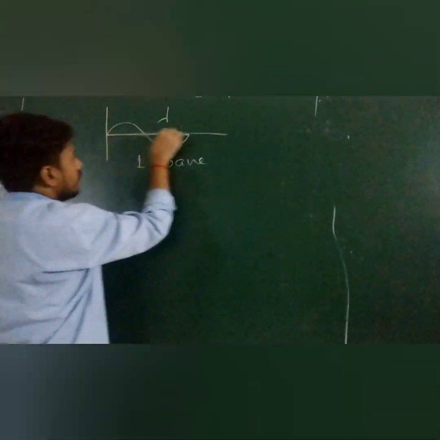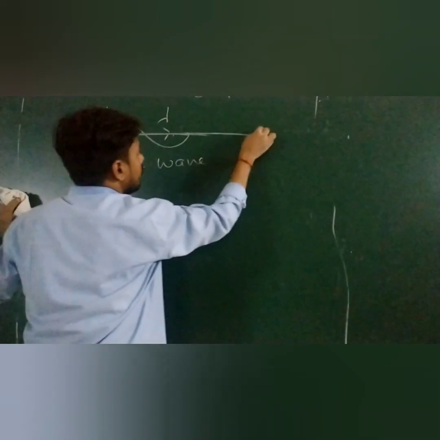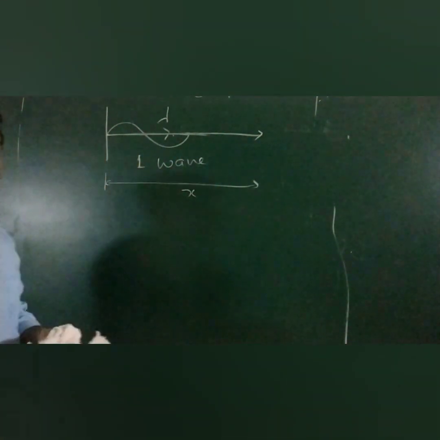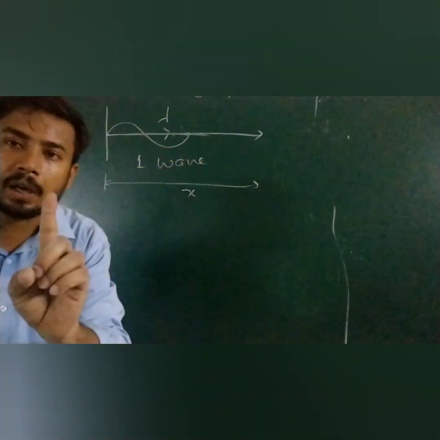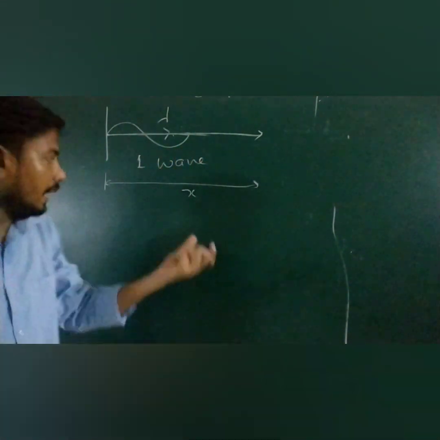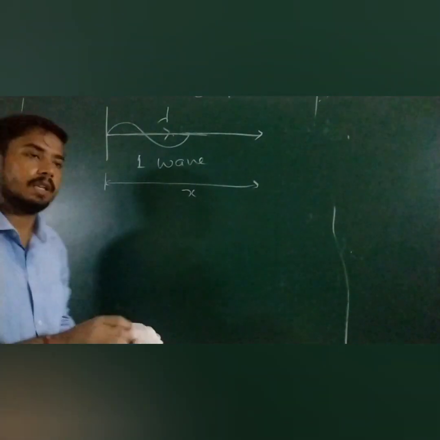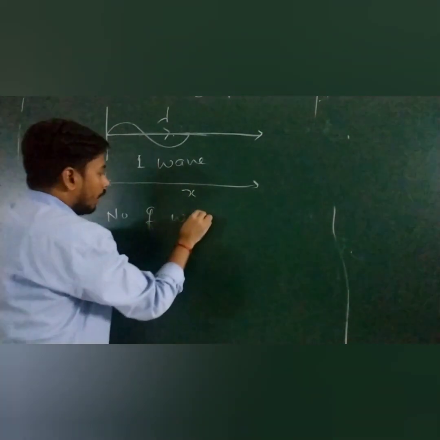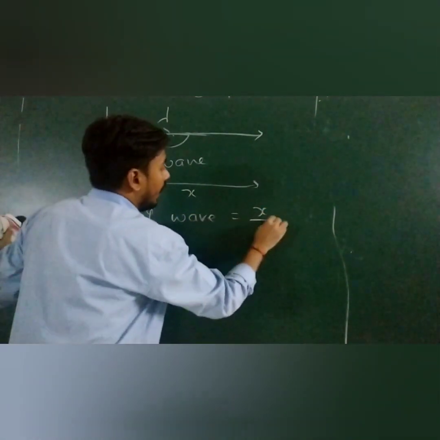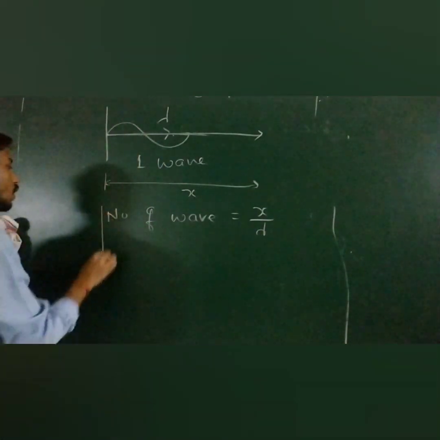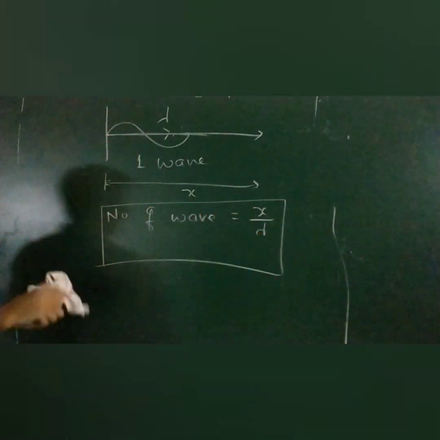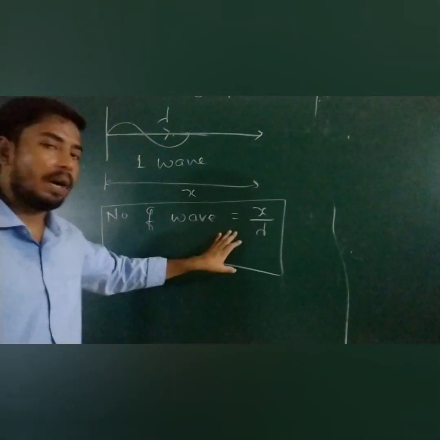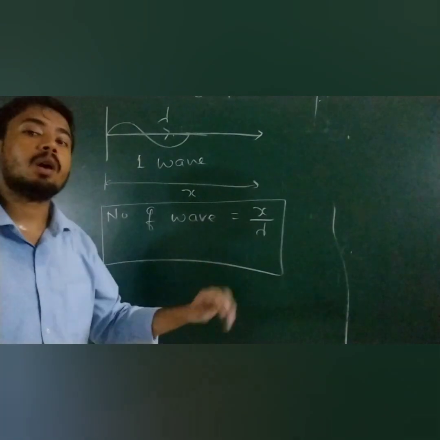Suppose this distance is x. In lambda, there is one wave. So my question is, in x distance, how many waves will be there? The number of waves is equal to x by lambda. This is called the number of waves. This is the basic point.